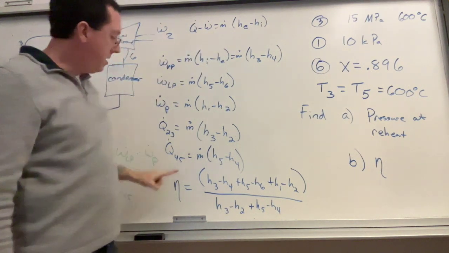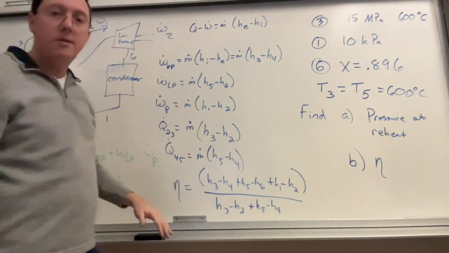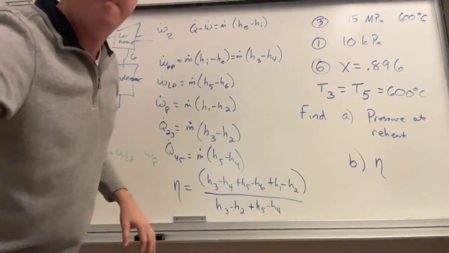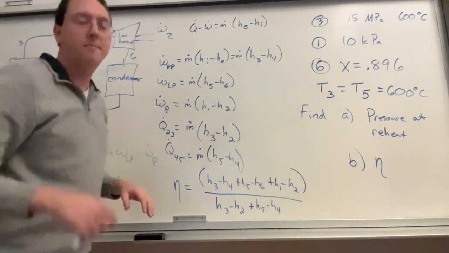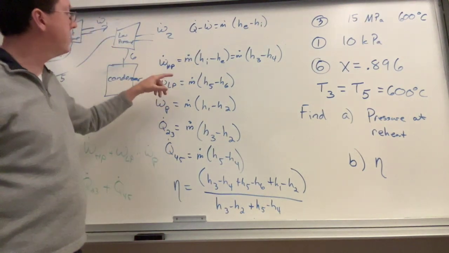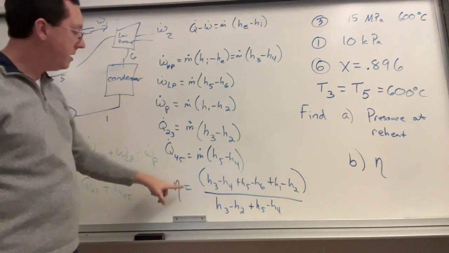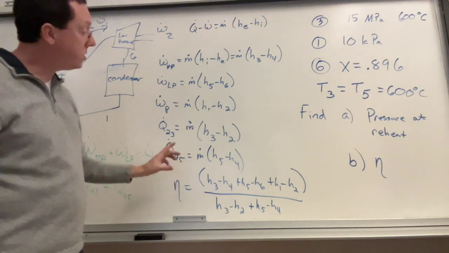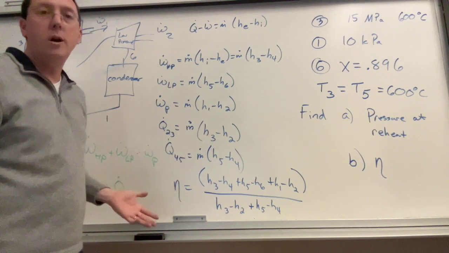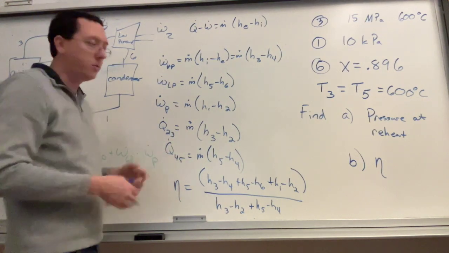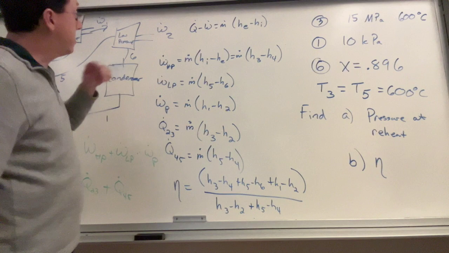However, the efficiency is a ratio. Sorry, my screen saver went on. The efficiency is a ratio, in which case this m dot would always cancel. If you wanted to, you could just pretend it's 1. Okay? So let's go through this.